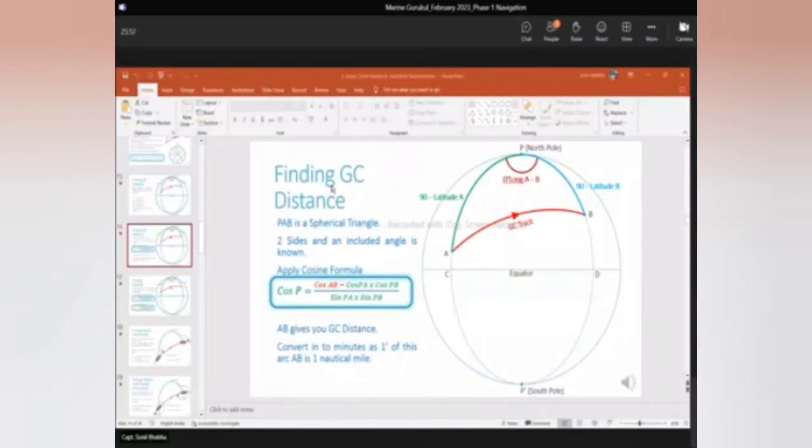What we covered in the last class was finding the great circle distance using the cosine formula. We made this PAB triangle, applied the cosine formula to angle P, and that gave us distance AB. Side AB is obtained, converted into minutes, and that gives us the great circle distance. Up to here everybody okay, beta? Can we proceed ahead now to finding the courses?